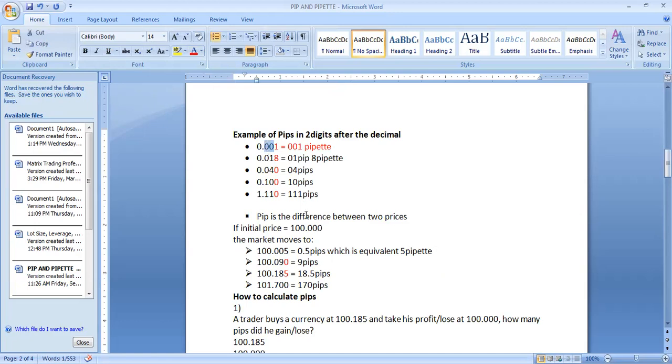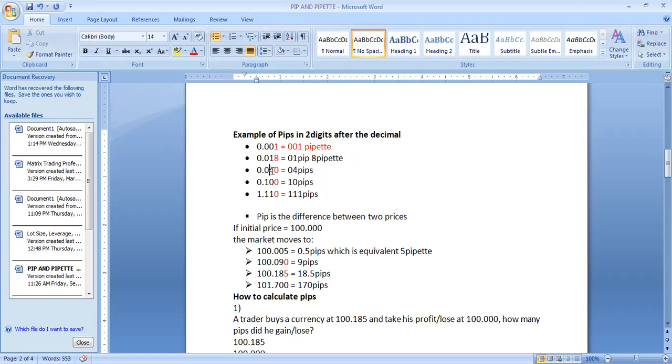The one we just treated, pip is 4 numbers after the decimal. This one, pip is 2 numbers after the decimal. So this first scenario is 1 pipette. The next one is what? 1 pip, 8 pipettes, because pip is the second number after the decimal. So 2 numbers after the decimal. So we have 0, 1 as the 2 numbers, which means 1 pip, 8 pipettes, or you can call it 18 pipettes. Pipette is 3 numbers after the decimal, so 18 pipettes.